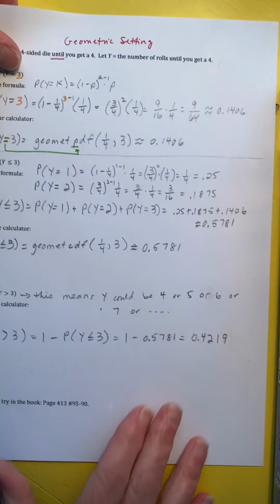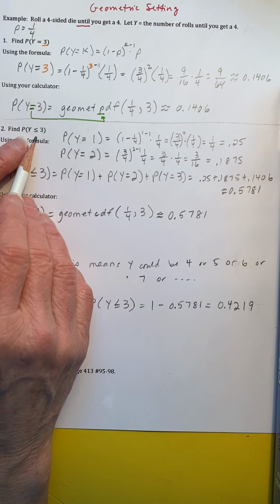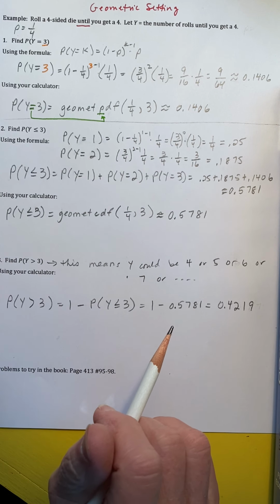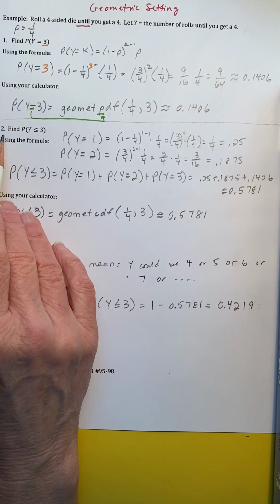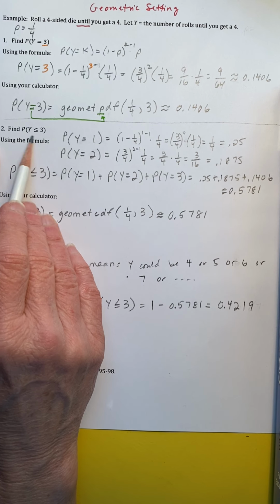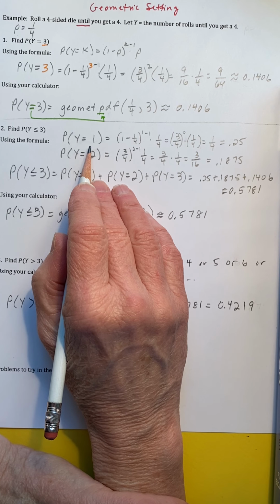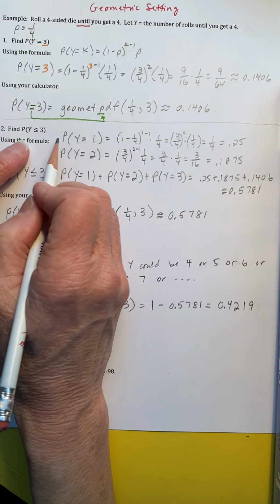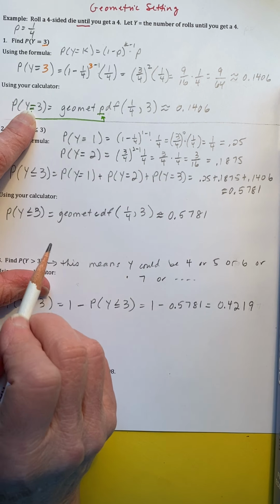Now, just like the binomial, you can find probabilities with less than or equal to or greater than. So you're just going to use the CDF function for that if you do it on your calculator. So let's look at this one. Find the probability that y is less than or equal to 3. Before I do it, I'm going to find the individual probabilities that y equals 1 and y equals 2. We already found y equals 3.